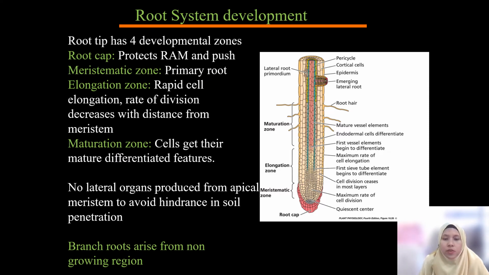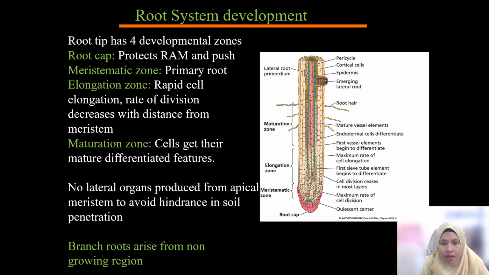Okay, so the first one is dekat area root cap ni. Root cap ni dia ada cap dekat situ. It won't be exposed. So dekat sinilah yang akan protect the root apical meristem, and also it will push down, untuk dia lagi masukkan ke dalam. And then the second zone is the meristematic zone. Okay, so meristematic zone dekat sini lah. This is the maximum rate of cell division. This is very active, so it will push the root cap to elongate.